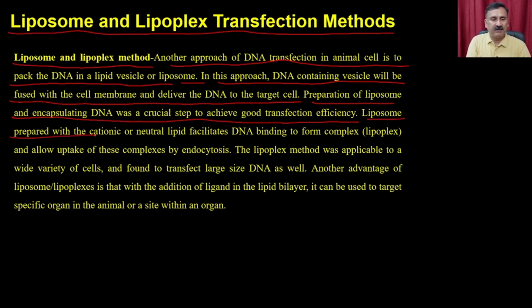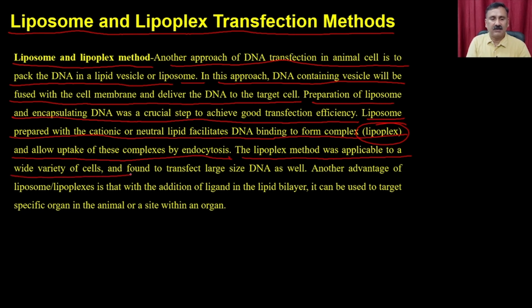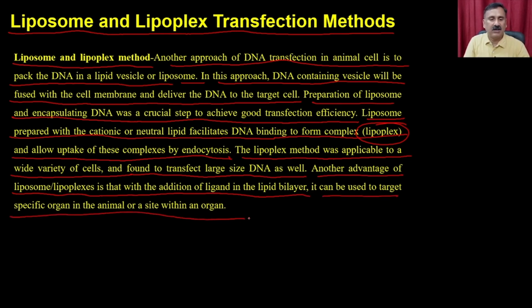Liposomes prepared with cationic or neutral lipids facilitate the DNA binding to form the complex, or lipoplex, and allow the uptake of these complexes by endocytosis. The lipoplex method is applicable to a wide variety of cells and is found to transfect large size DNA as well. Another advantage of liposomes or lipoplexes is the addition of ligand in the lipid bilayer. It can be used to target a specific organ in the animal or a site within the organ.